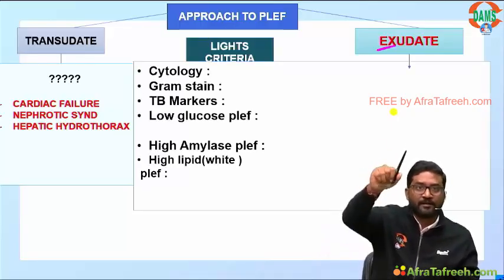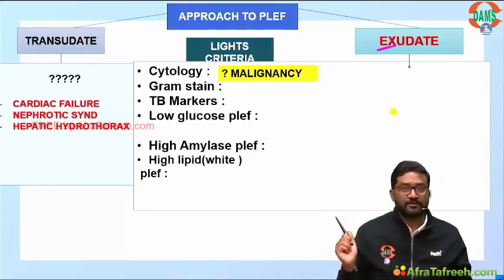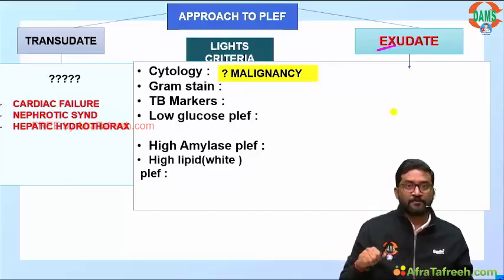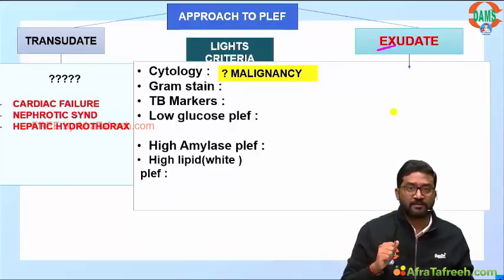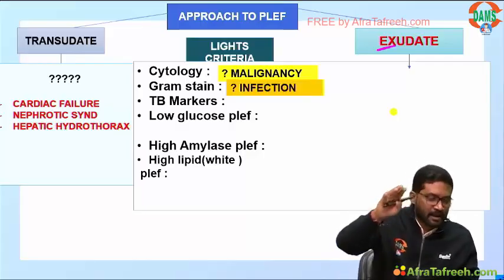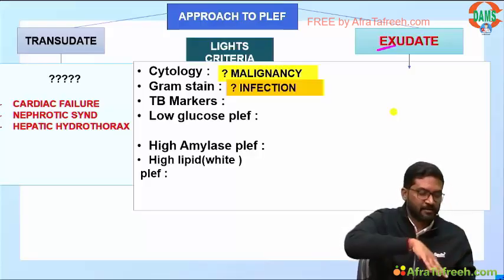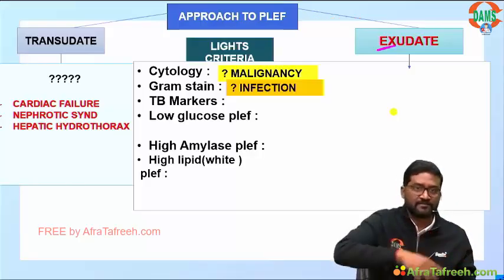Number 1, it can be due to malignancy. You should send it for cytology. Gram stain. Why should you send it for gram stain? To check for any possibility of infection. Hepatic hydrothorax is usually due to cirrhosis only. Student, it is due to cirrhosis, any liver disease.